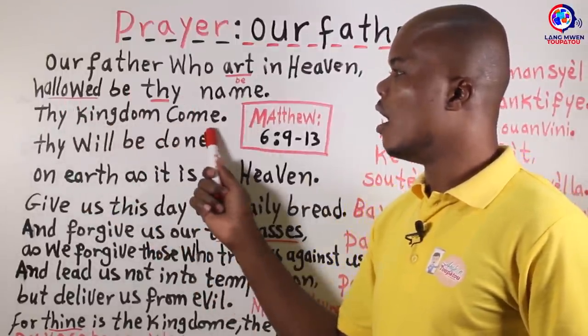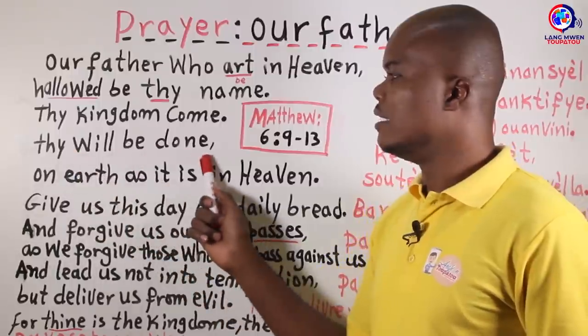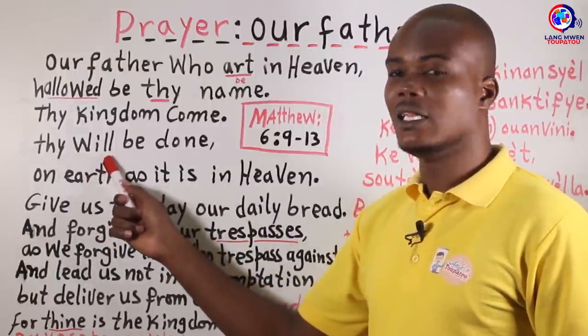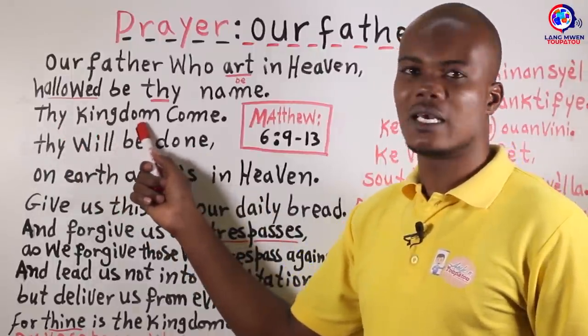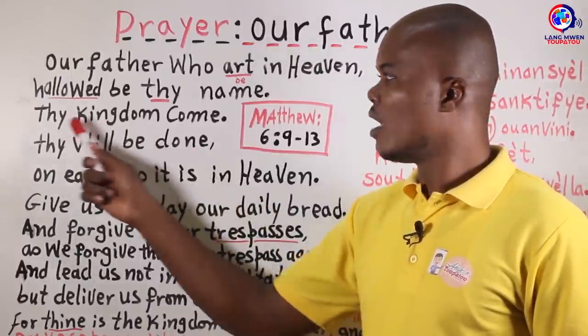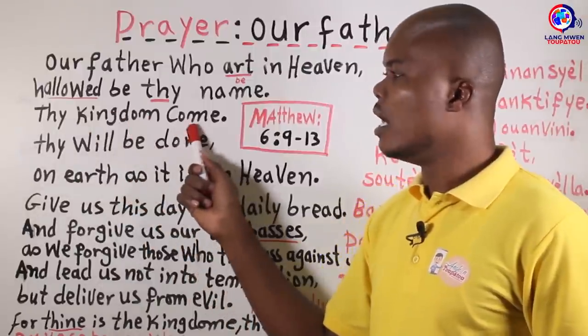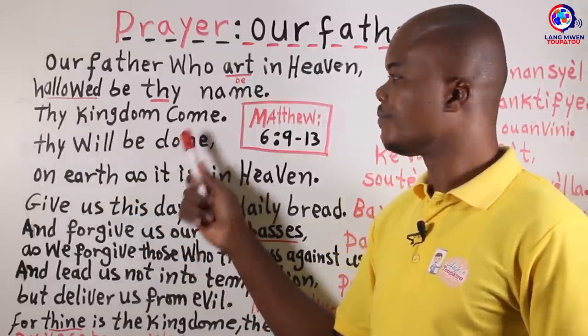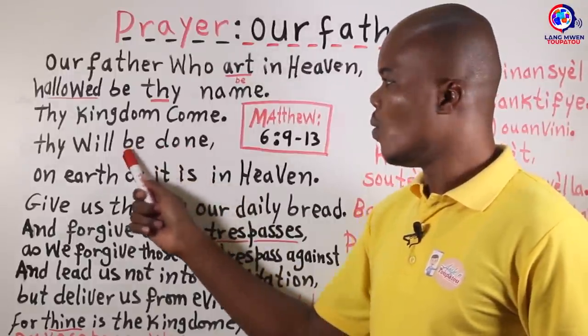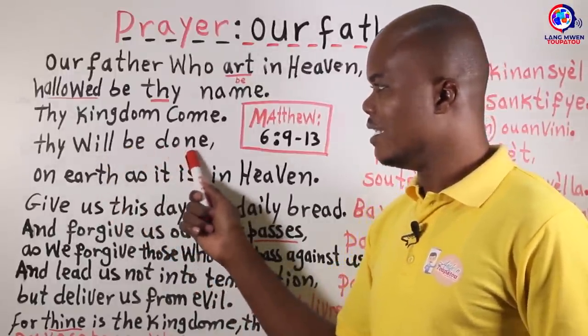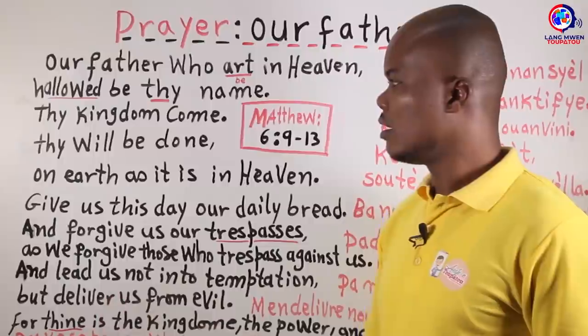Thy kingdom come. Thy will be done. Kingdom signifie royaume. Thy kingdom come. Donc on a le verbe to come, le verbe venir. Thy will be done. Donc on sait déjà. Will be done. Ça se prononce comme done.